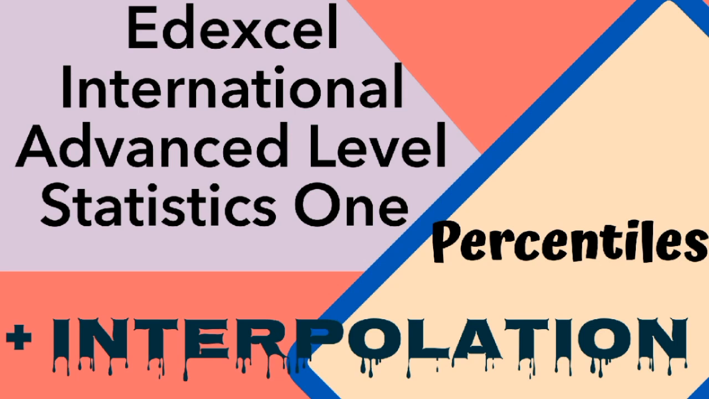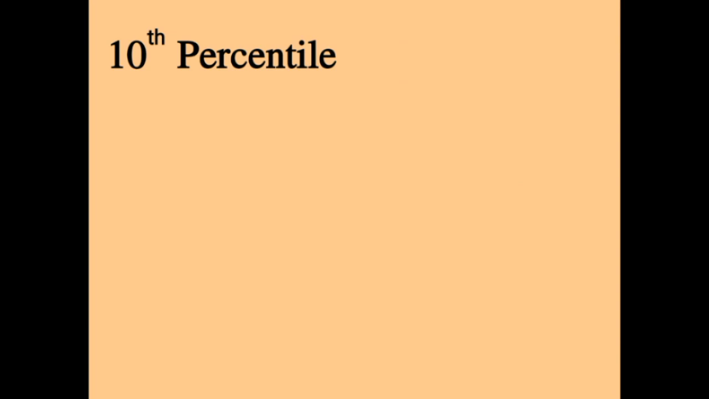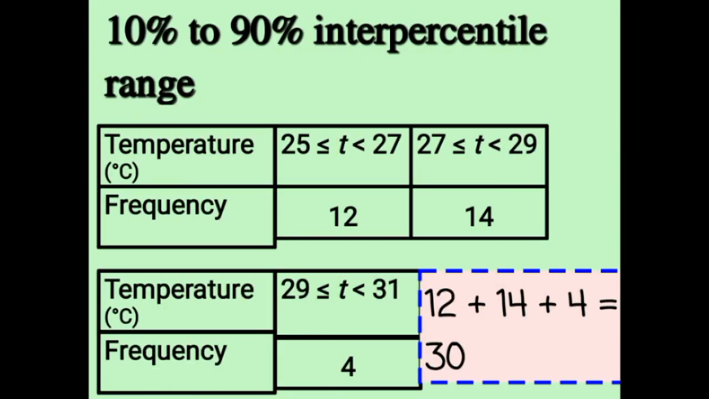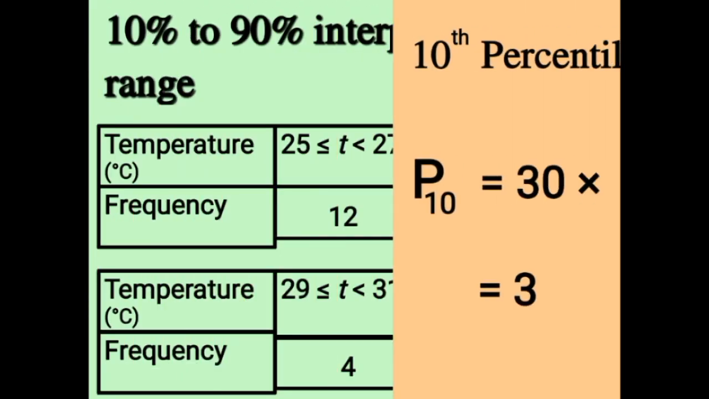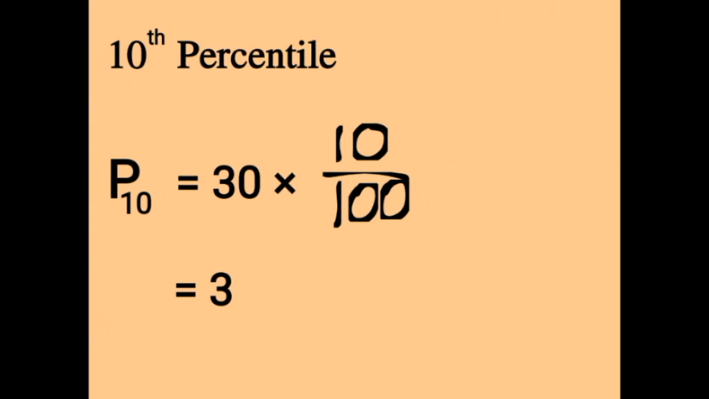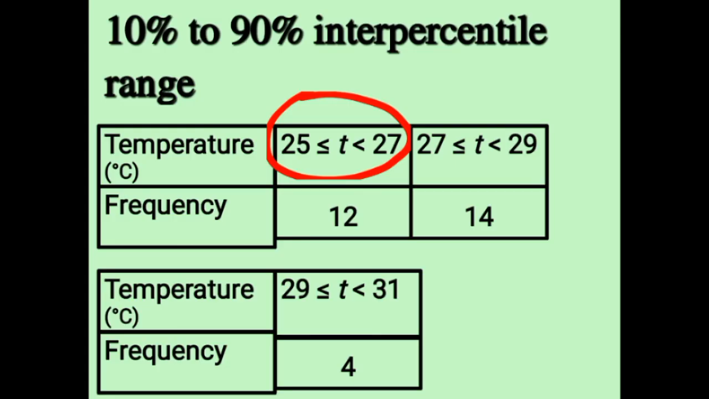Now, moving on to the example. First, let's find the 10th percentile. The total of the frequencies adds up to 30. So, the 10th percentile is P10 equals 30 times 10 over 100 equals 3. So, the 10th percentile is the third data value and the third data value falls into this class interval.